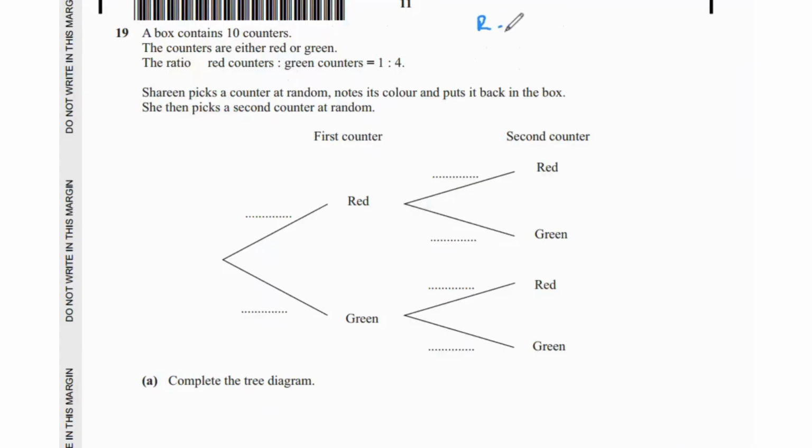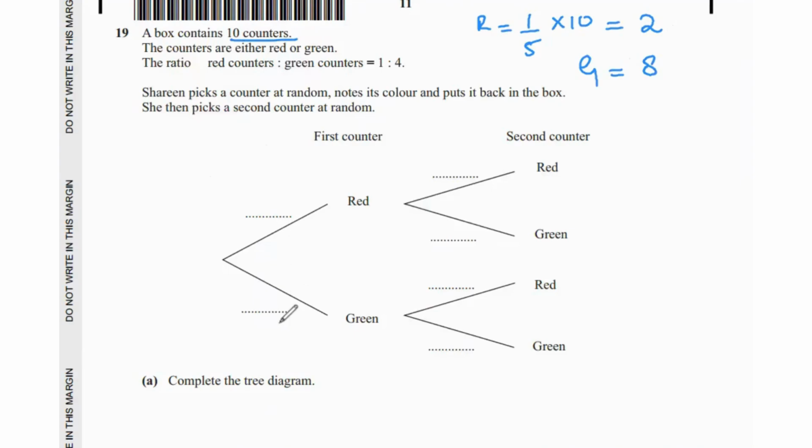So for red, it's going to be 1/5 times 10. Why 1/5? Because when you're trying to create a fraction from a ratio, numerator is the number assigned to that object. So red is 1 and denominator is the sum of the numbers in the ratio. So 1 plus 4 is 5. So 1/5 of 10 is 2. So which means we have 2 red counters. And for green, it's obviously going to be 8 because there are 10 counters in total, and 10 minus 2 is 8.